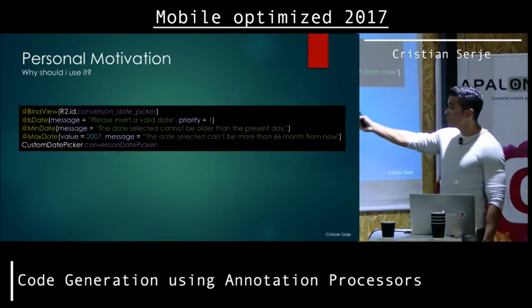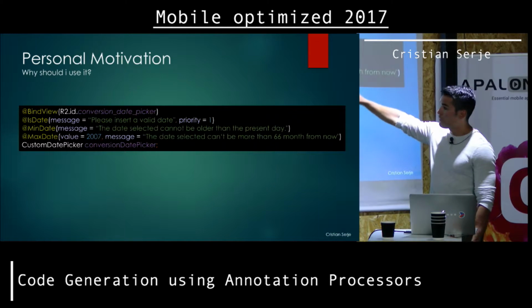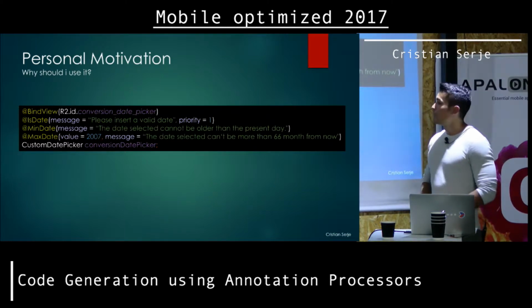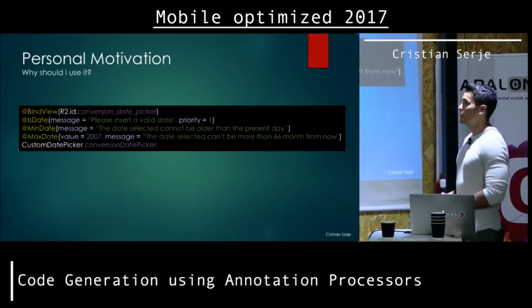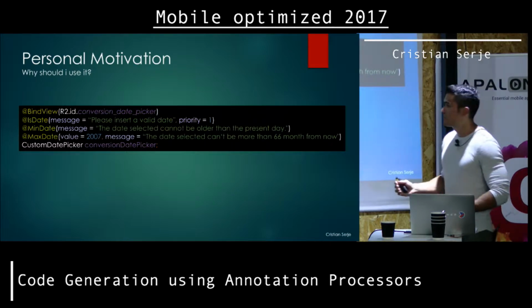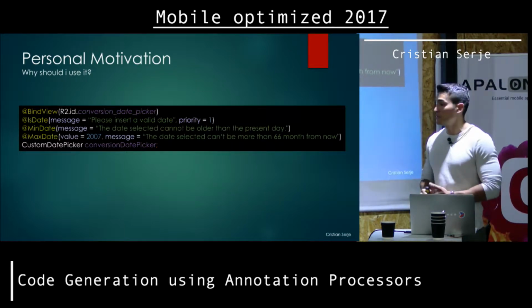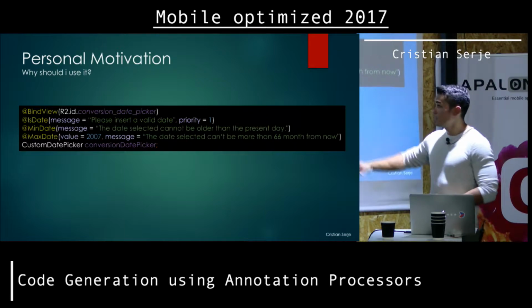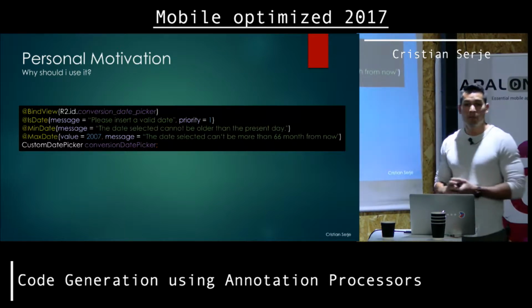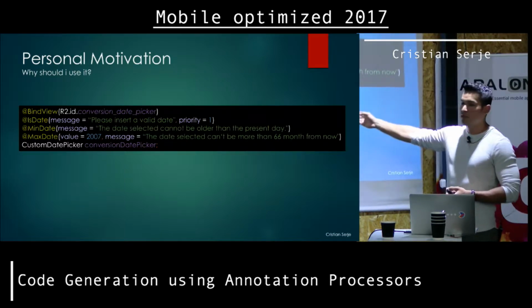So you see, I have the custom date picker and a few custom annotations that I did, and they are like constraints, and I really don't have to do anything else. The code is going to be generated. Even though you have no idea about my code, you can see pretty much what that view is doing.